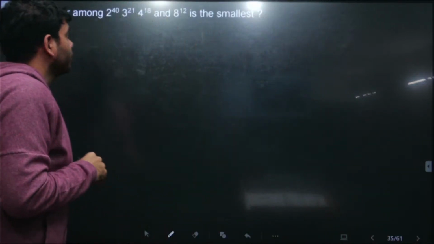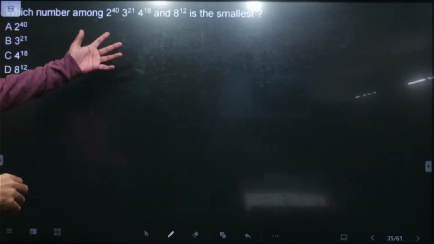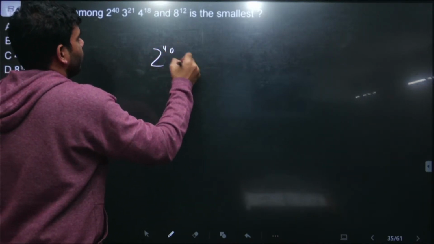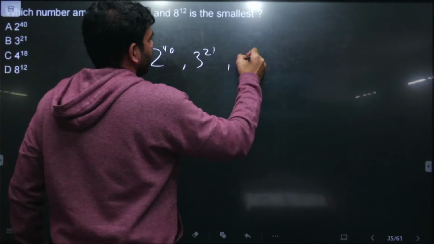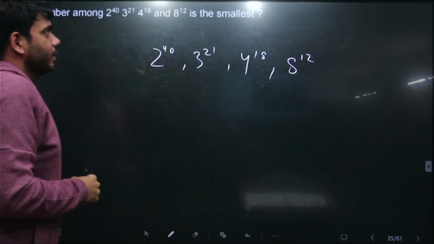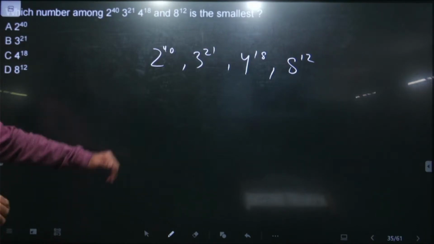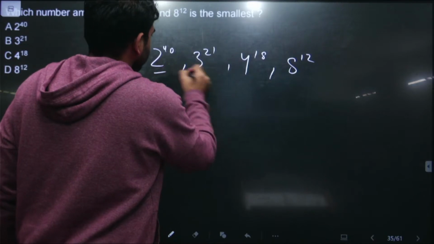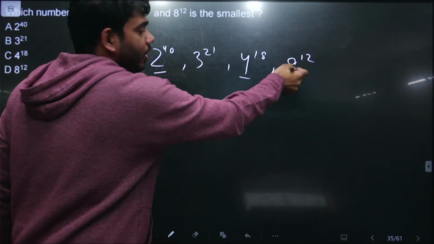This is the next question. It is a very, very simple question. It's saying we have 2 raised power 40, 3 raised power 21, 4 raised power 18, and 8 raised power 12. 4 numbers are being provided to us, and we need to find which is the smallest of these 4 numbers. So it's a very simple thing. We know that this all can be converted into base of 2.